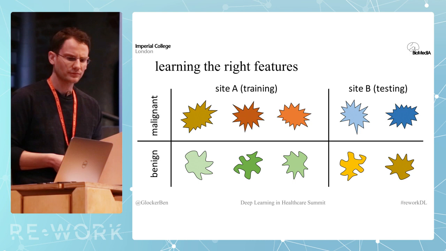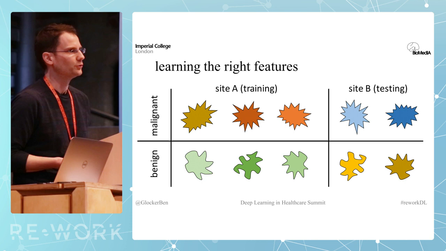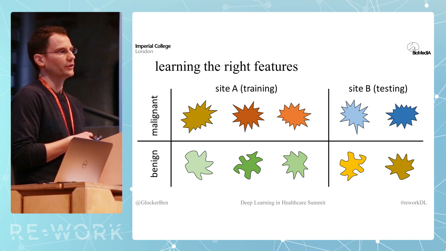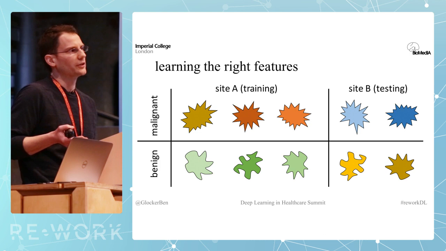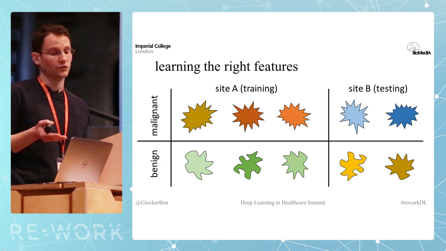However, usually what's happening then when you get new data from another site, you might have data like this, where you suddenly see that your learned network or your trained network is completely failing on your test data, simply because it learned the wrong features. And there's nothing that would stop the neural network to go for color, because it's the most obvious discriminative feature in the first place in your training data.